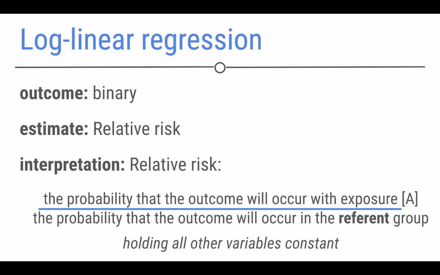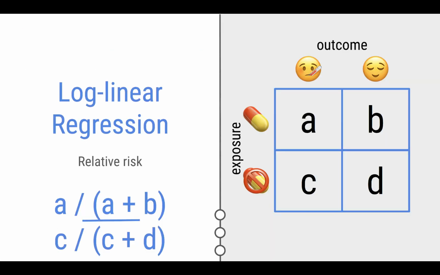And similar to the odds ratio, we also can just pick a referent group if there are multiple exposure categories. Then it would be the probability that the outcome occurs with exposure group A, or whatever exposure group you want to compare to, divided by the probability that the outcome will occur in the referent group that you choose, holding all other variables constant.